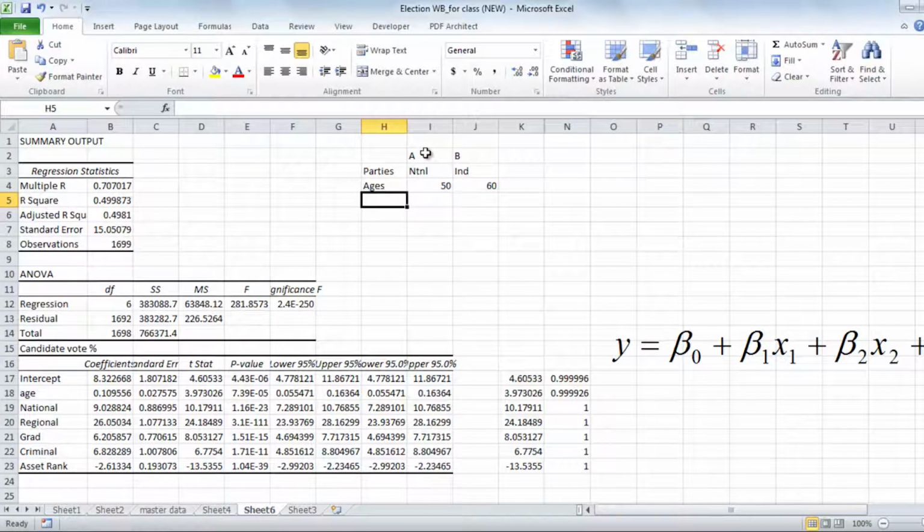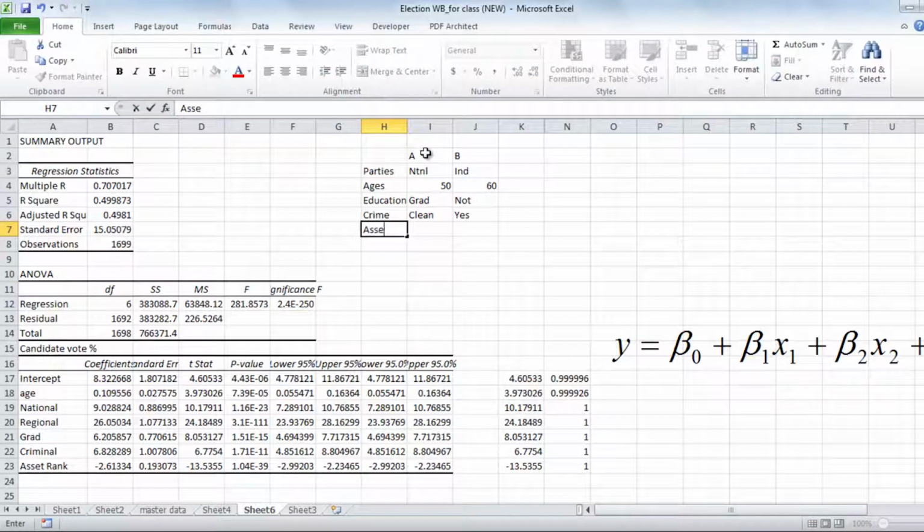Okay. In terms of education, let's have candidate A who is a graduate and let's have candidate B who is not a graduate. Crime records. Candidate A is clean and candidate B has some crime record. Yes, you're just creating an example. In terms of asset rank, candidate A happens to be the richest in the constituency, whereas candidate B's asset rank is, let's say, 8. He's the 8th person. So A is the richest, B is the 8th person.